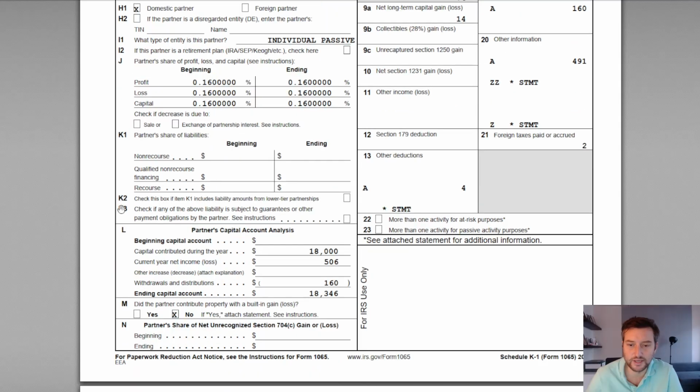Now, in box L, the capital account reconciliation. So K-1s now have to be reported using the tax basis method. The capital account analysis in prior years, you can use a reconciliation that was either U.S. GAAP, 704B, you can use another type of basis or tax basis. Now you have to be using tax basis in this item L reconciliation.